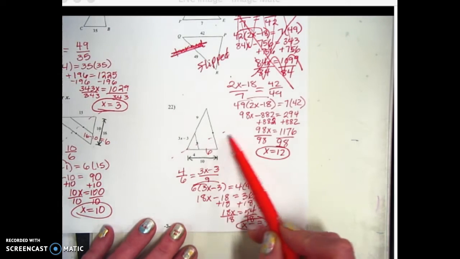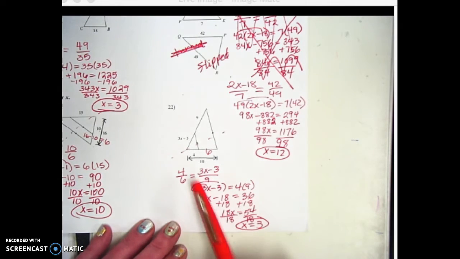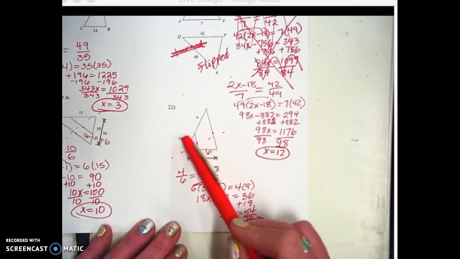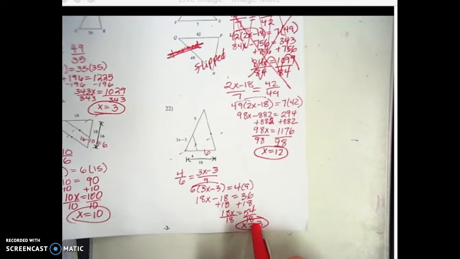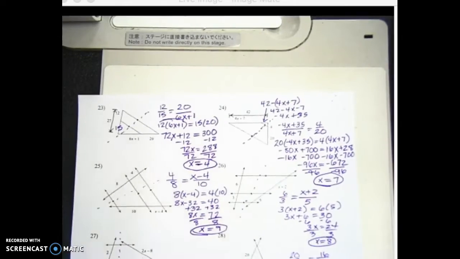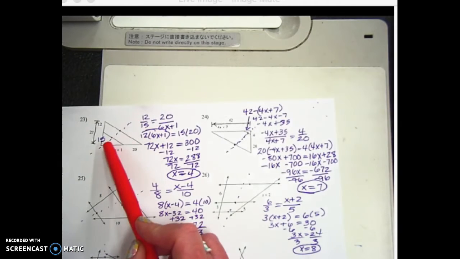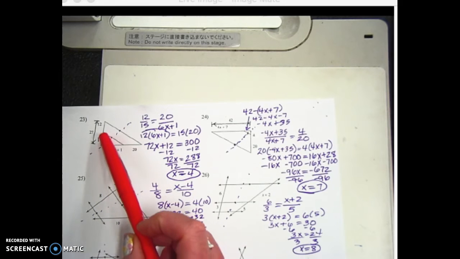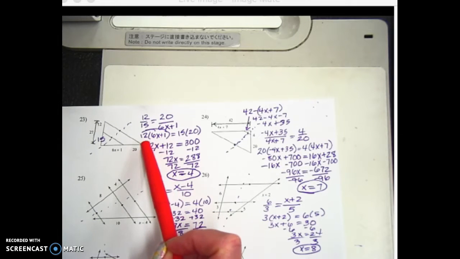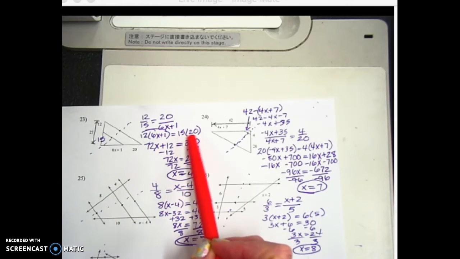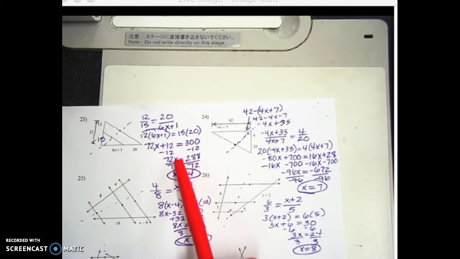Number 22, drew an imaginary line down the middle, did top to bottom and top to bottom, cross product, distribute on the left, add 18 to both sides, divide both sides by 18, and you get x equals 3. Turn it over to page 4. On top of page 4, number 23, drew an imaginary line down the middle. I did top to bottom and top to bottom. Set up my proportion that way on the left side and the right side, distribute on the left. After doing the cross product, subtract 12 from both sides, divide both sides by 72, and you get x equals 4.